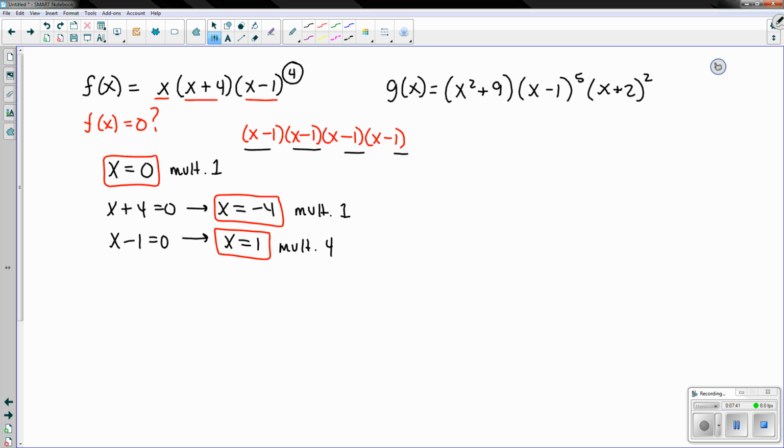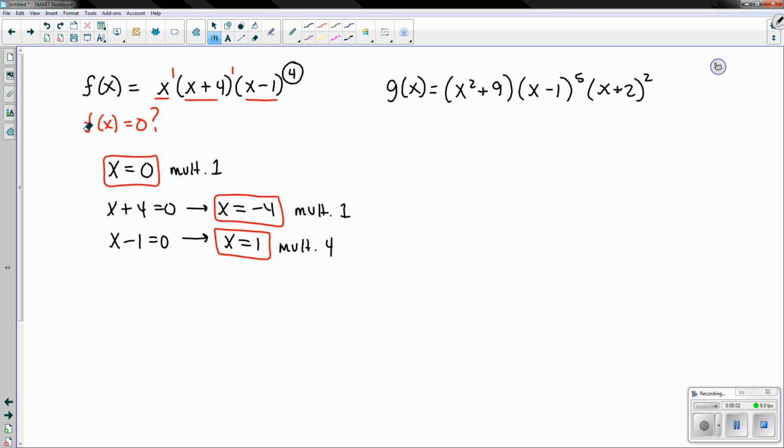So we'll notice the exponent with the x was a 1, and the exponent with the x plus 4, although not present, again is a 1. So we'll see that the multiplicities correspond to the exponents of the terms we're using to solve to find our real zeros. So now let's do the same exercise with g.